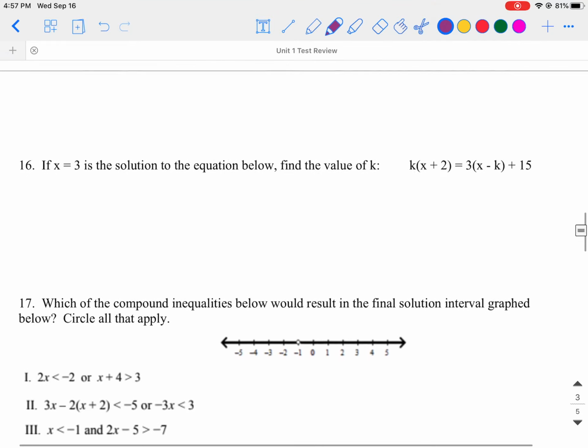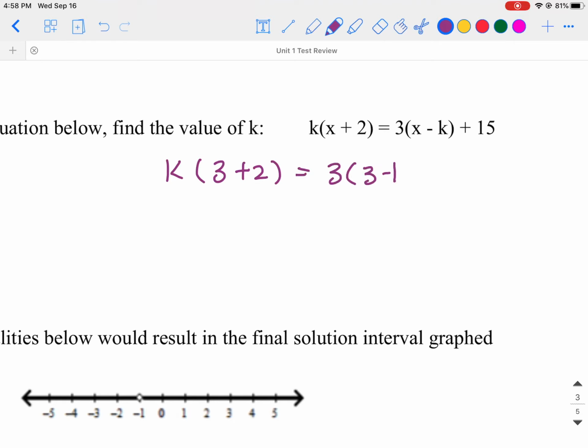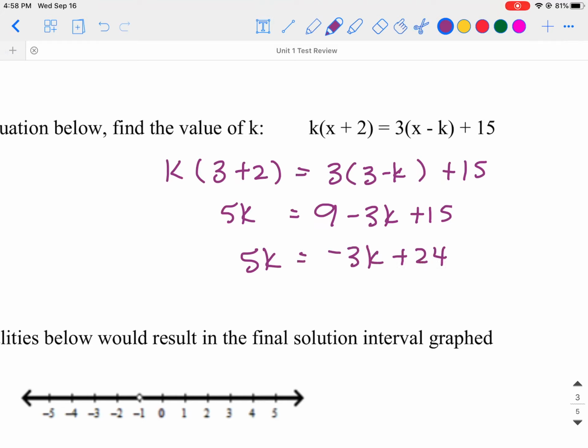On 16, if x is 3, we're going to solve for k. So we would have k times 3 plus 2 equals 3 times 3 minus k plus 15. So 3 plus 2 is 5, so this is 5k. 9 minus 3k plus 15. So I would have 5k equals -3k plus 24. Add your 3k, gives you 8k. Divide by 8, so k would be 3.